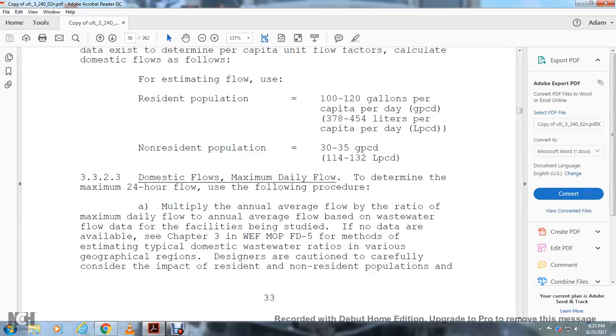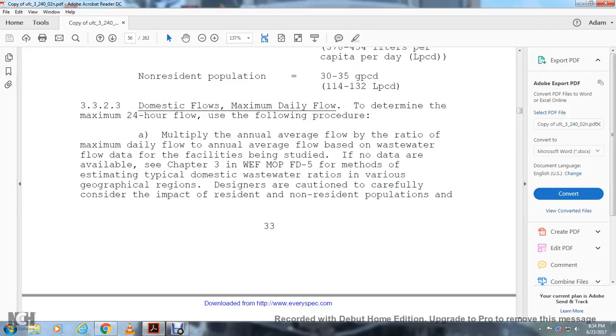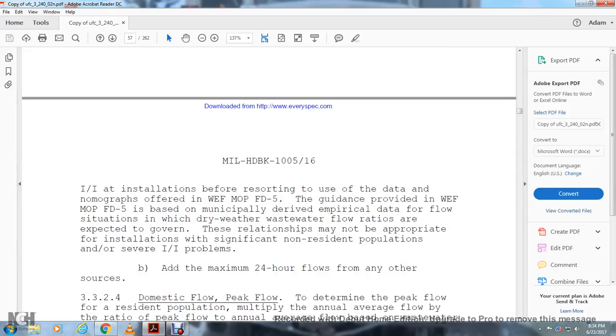Federation MOP, FD5, for the methods of estimating typical domestic wastewater ratios of the various geographical regions. Designer caution: carefully consider the impact of the resident and non-residential populations at one-to-one installations before restoring with the use of the data of the monograph offered by the Water Environment Federation MOP FD5, with the guidance provided. The FD5 is based on municipal derived empirical data with the flow of the situation in which dry weather wastewater flow rates are expected to govern. The relationship may not be appropriate for installations where significant non-residential populations are served.